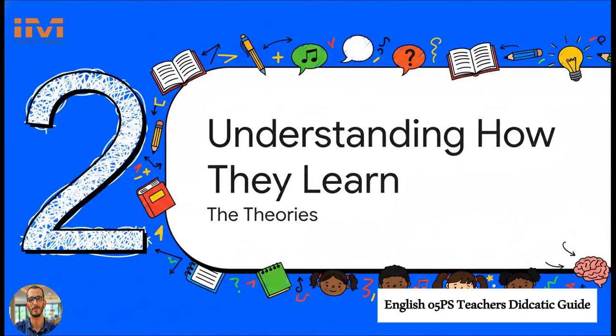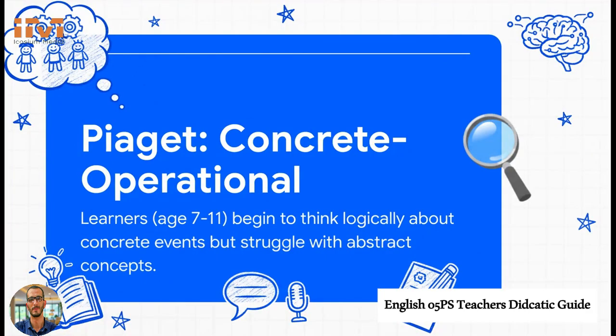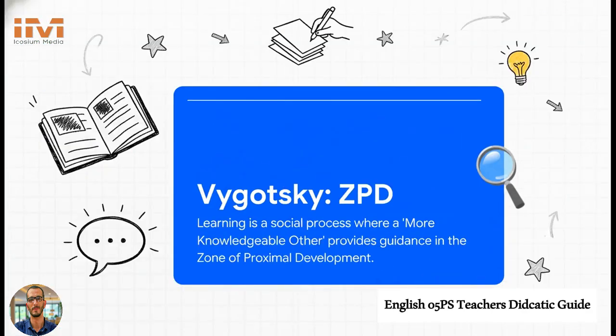Okay, so let's shift gears a little and look at the theories behind all this. It'll really help us understand what's going on inside the Year 5 mind. So like we just said, Piaget tells us to make learning tangible. You've got to connect everything back to their direct, concrete experiences. If they can't touch it, see it, or relate it to something they already know, well, it's going to be a tough sell.